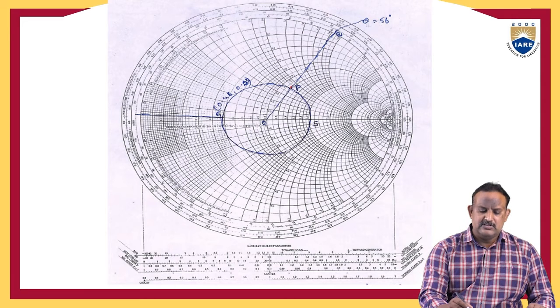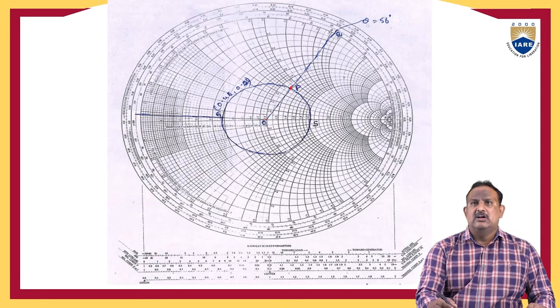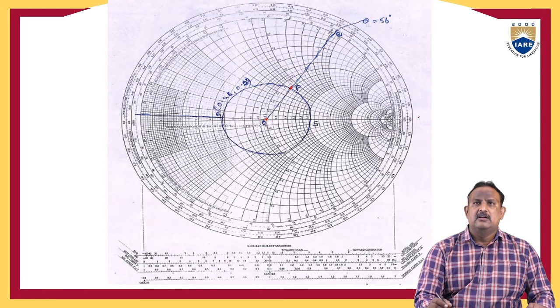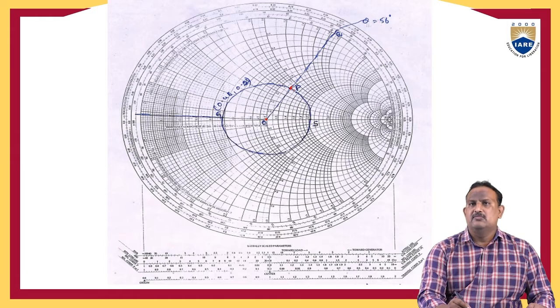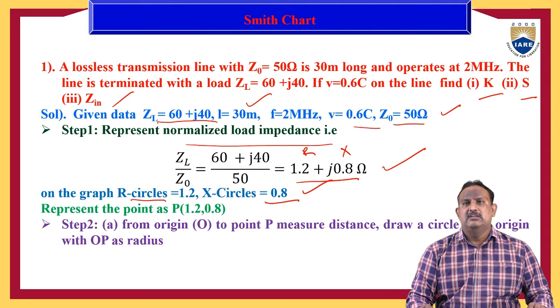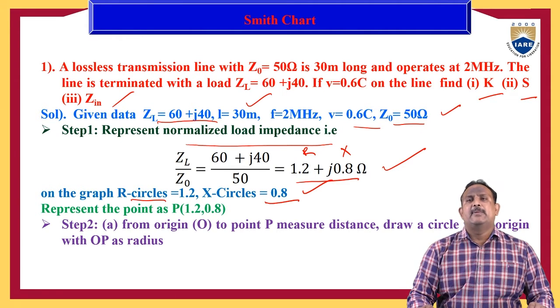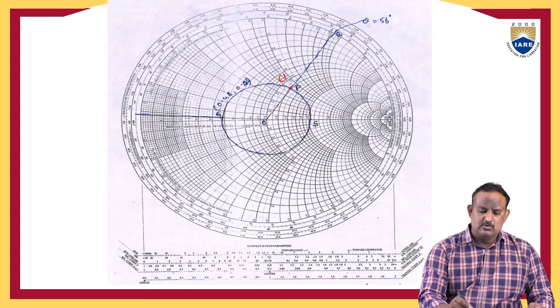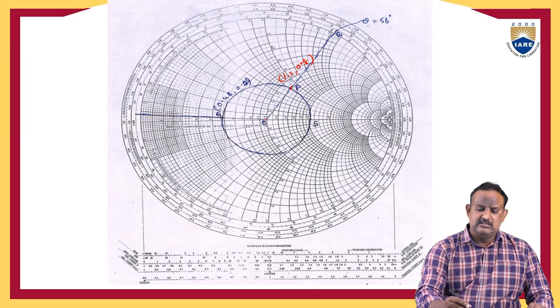On the graph, the point is the origin, which is the center of the unit circle. At this point on the x-axis we have the origin. Here we need to mark 1.2 and 0.8. 1.2 is a resistance circle and 0.8 is a reactance circle. These are the resistance circles and these are the reactance circles. So just mark 1.2, 0.8 and assume the point as P.